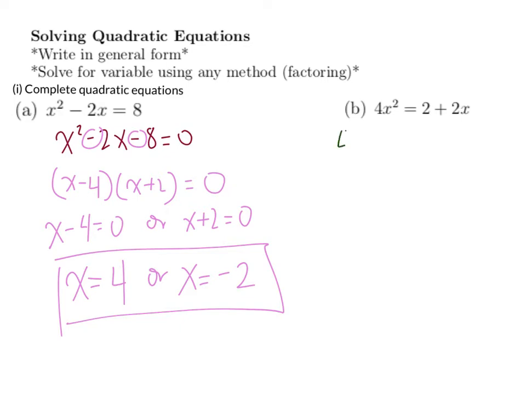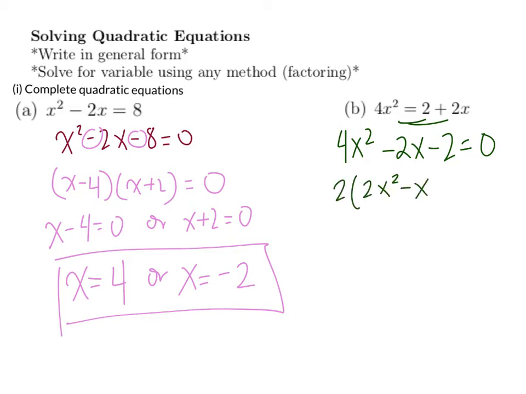Moving on to letter B, we'll first put it in general form by moving everything to the left side. So we have 4x squared minus 2x minus 2. Again, when it moves to the other side, we're going to change the sign, right? We're subtracting it to the other side, is equal to 0. We're going to factor this. So first of all, I see that all of these are divisible by 2, so I'll actually factor out 2 first to make it easier for myself.